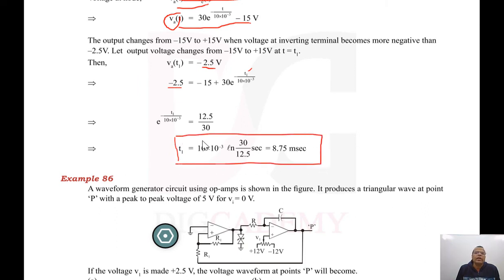You can calculate that, and of course that finishes your Schmitt trigger. So in the next video we will be talking about waveform generators using operational amplifier.